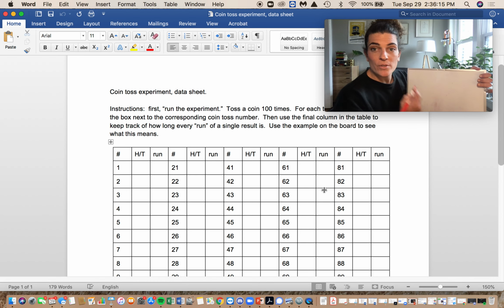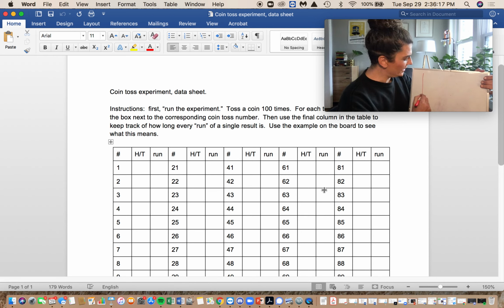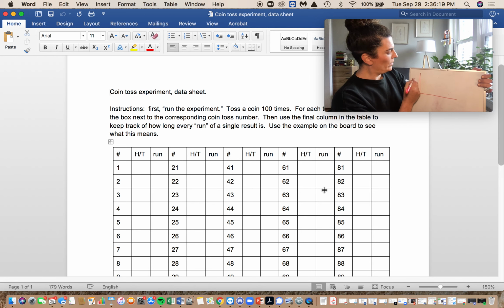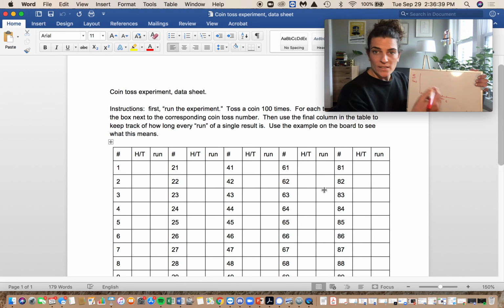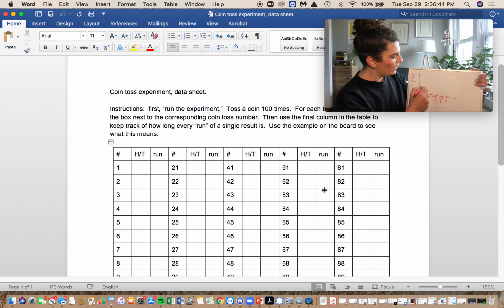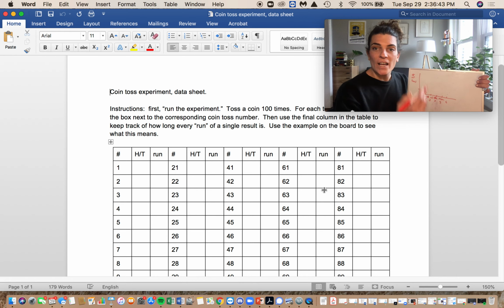Then you're going to graph your results. So on this axis, we put the number of runs, and on this axis, we put the length of the run. So if you have a run of 1, right, then a run of 2, a run of 3, a run of 4, a run of 5, a run of 6, etc., then I put a bar for how many of those I got in my 100 flips, right?